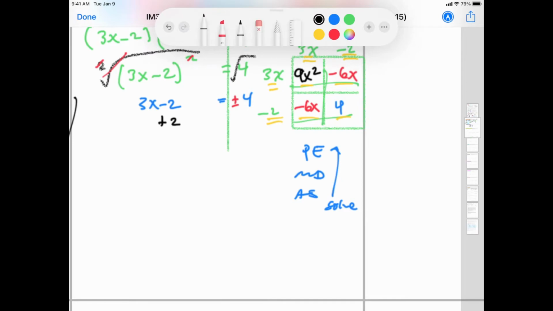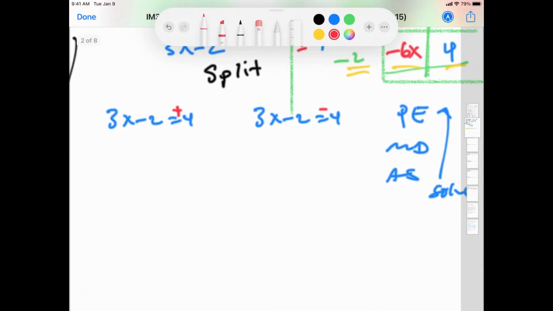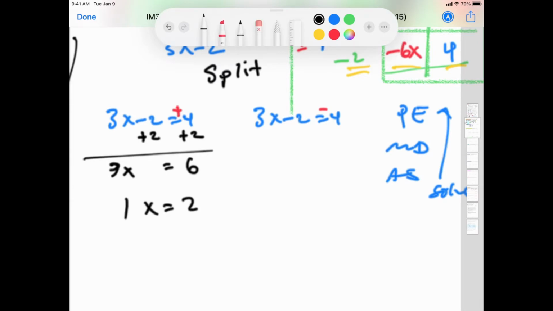Now again, if this is confusing to you right here, you can just split them. Split, what does that mean? So 3x minus 2 equals 4, and 3x minus 2 equals negative 4. Magic. So one is plus and one is minus. Does that make sense? And here, let's just go ahead and solve this. If I add 2, positive 4 and positive 2 is 6. And then if I divide by 3 on both sides, x equals 2 is one of my solutions.